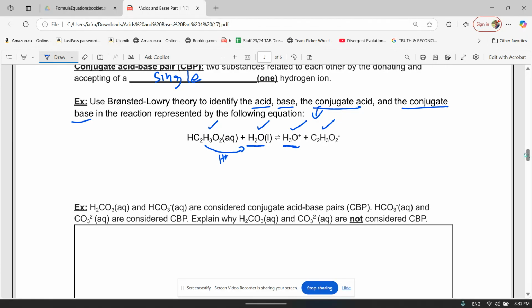So if H2O received an H, that means it was a receiver, so it was acting as a base, and its buddy on the other side would act as a conjugate acid if it went in reverse. Now, since this one here gave away an H, it's acting as an acid, and its buddy on the other side would receive an H when going in reverse, so this one is a conjugate base. So this is the conjugate acid-base pair over here, and conjugate acid-base pair there. So this is the acid, this is the conjugate base of that acid, this is the base, and this is the conjugate acid of that base.